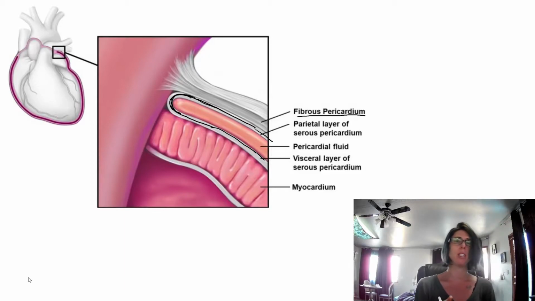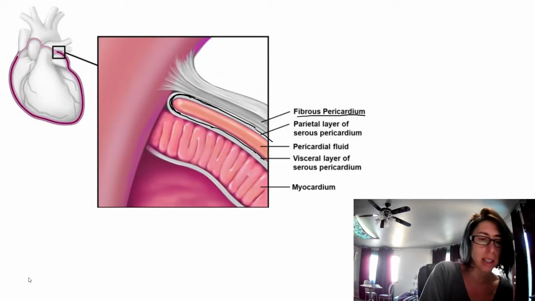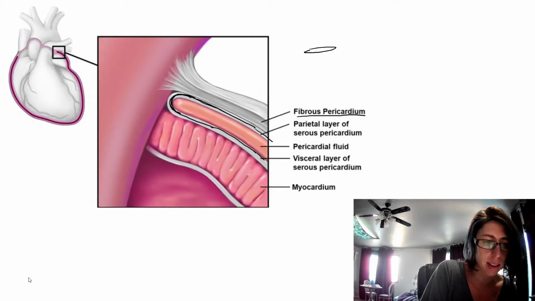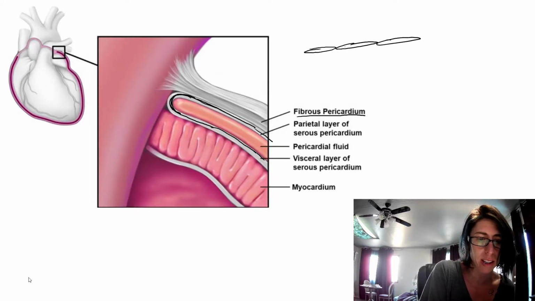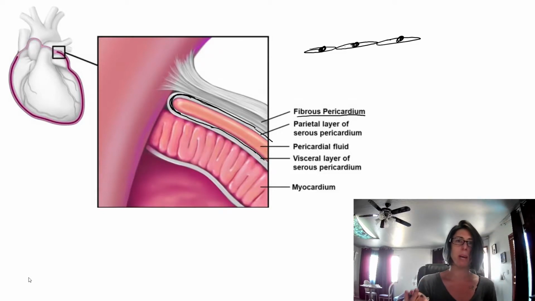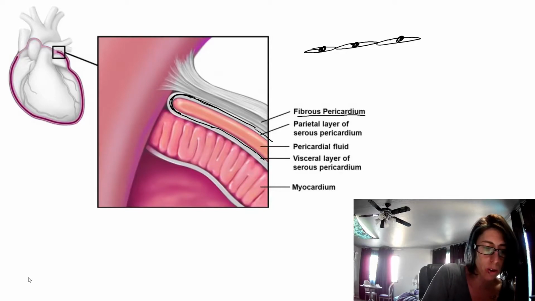Now, this membrane is made out of simple squamous epithelium. It's very thin. Remember simple squamous cells? They're those long, flat cells with their nuclei. They're so flat that their nuclei bulge out. So it's simple squamous epithelium over a very, very thin connective tissue layer. So you have two of those.